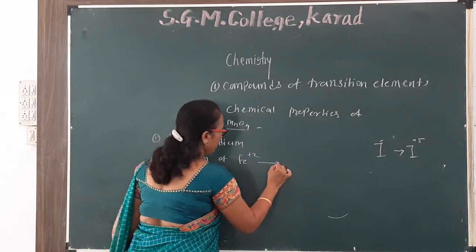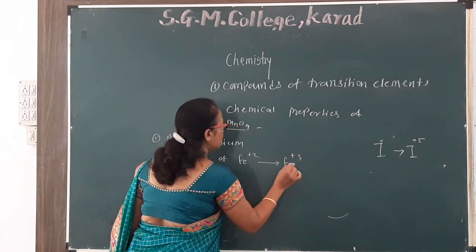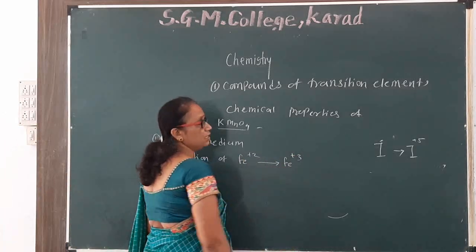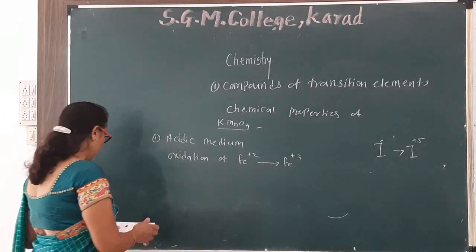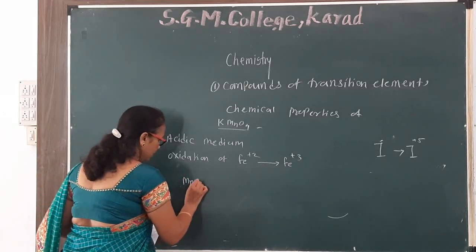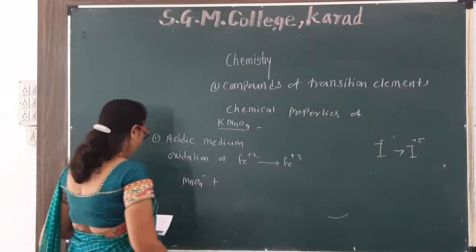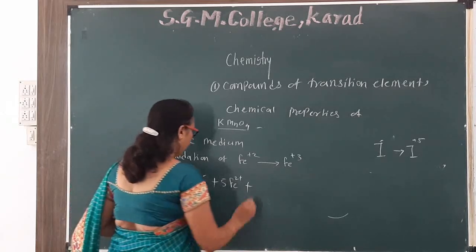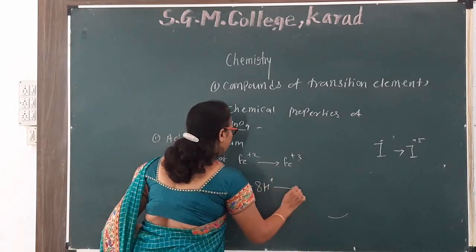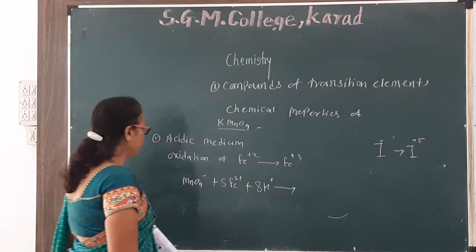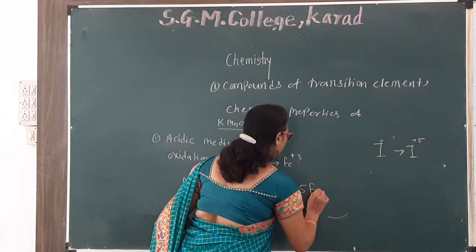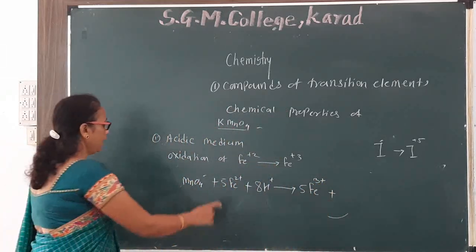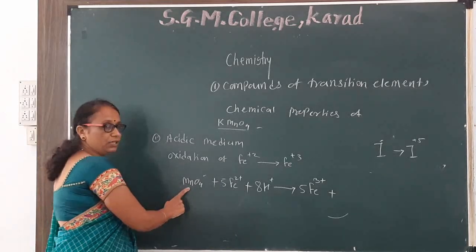Fe2+ to Fe3+. That is, Fe2+ gets oxidized to Fe3+ by using potassium permanganate. The oxidation reaction for this is MnO4-, that is permanganate ions, plus 5 Fe2+ plus 8 H+, as this is in acidic medium. These 2+ ions are oxidized to 3+. This is the oxidation of Fe2+. As it gets oxidized, something should get reduced.